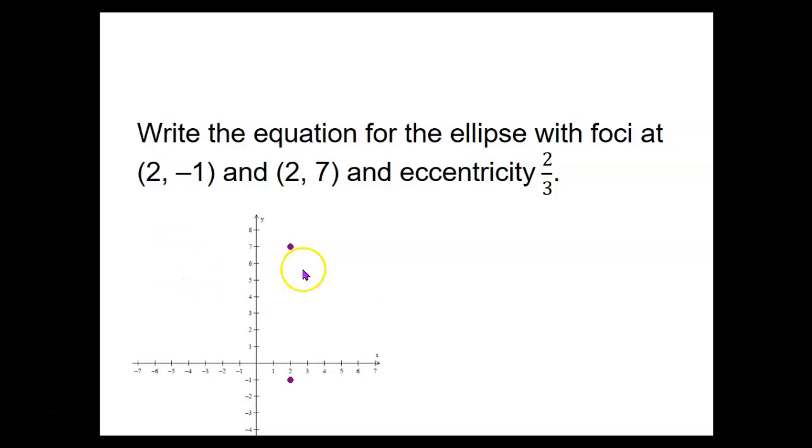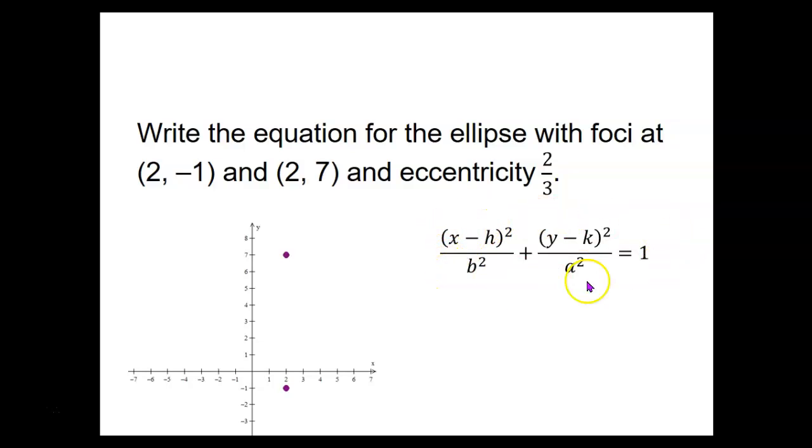The center is always halfway between the foci. It's also halfway between the vertices, if we knew what those were. But it's halfway between the foci. So halfway between (2, -1) and (2, 7) would be (2, 3). Remember the midpoint formula? You average these points together. 2 plus 2 is 4, divided by 2 is 2. -1 plus 7 is 6, divided by 2 is 3. So the midpoint here is (2, 3).